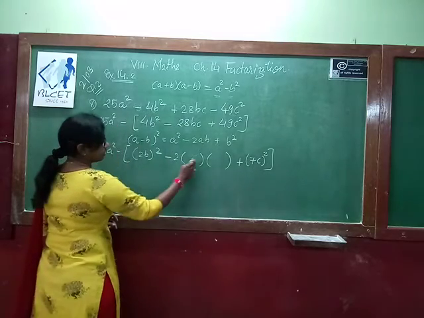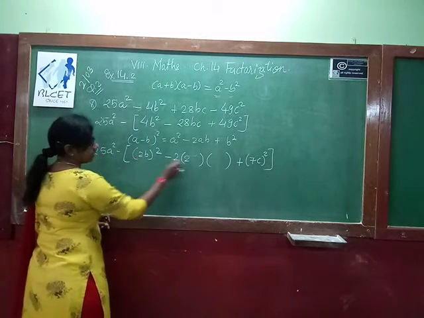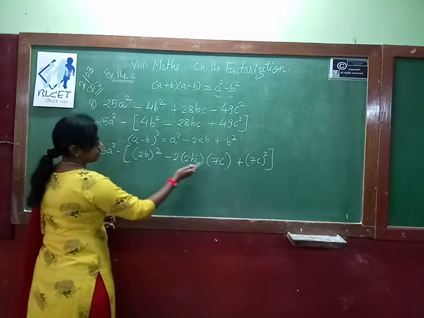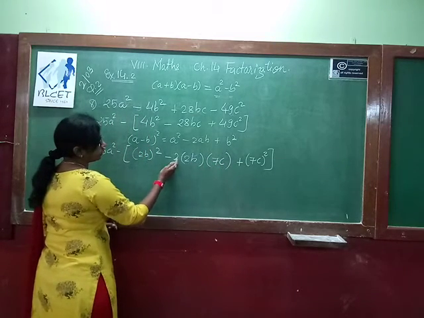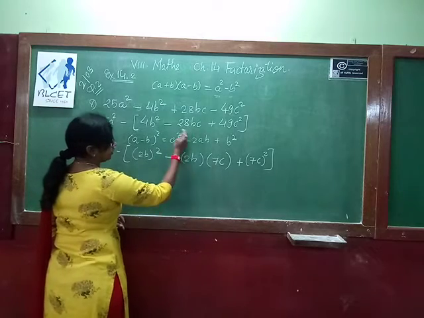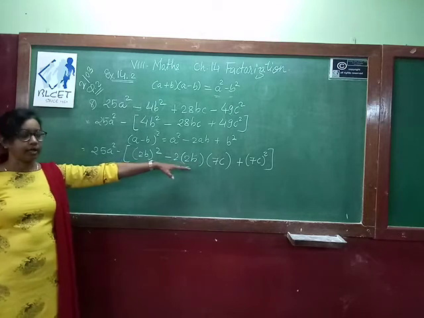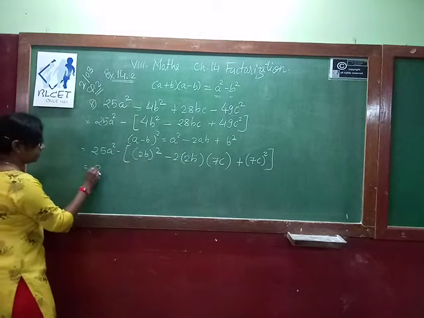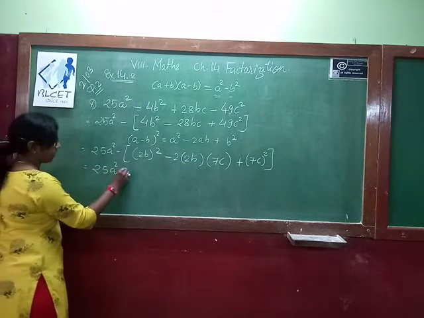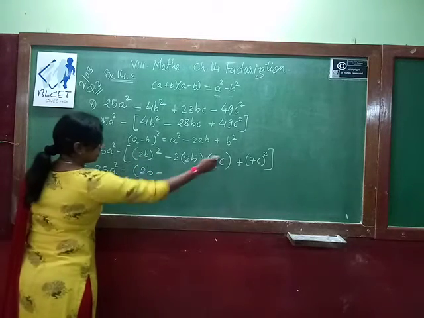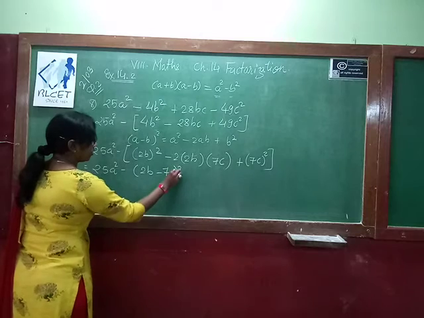So what is the middle term now? 2 times 2b times 7c. Check your answers: 2 times 7 is 14, 14 times 2 is 28, bc. You will get the middle term. So yes, our expanded form is completed. So what are the factors of this? 25a square minus 2b minus 7c whole square.